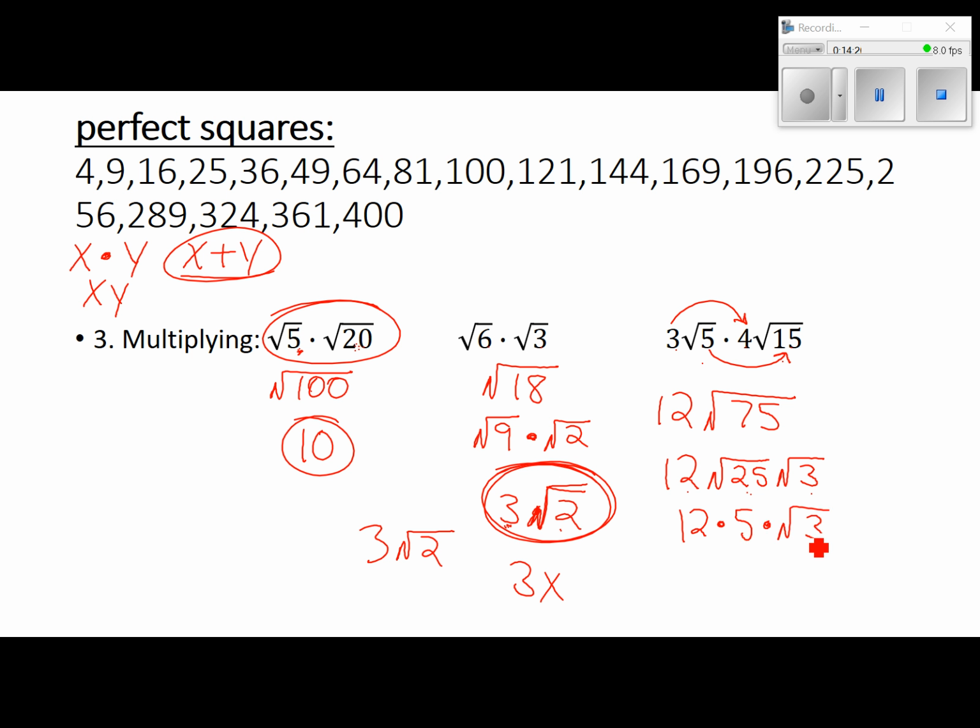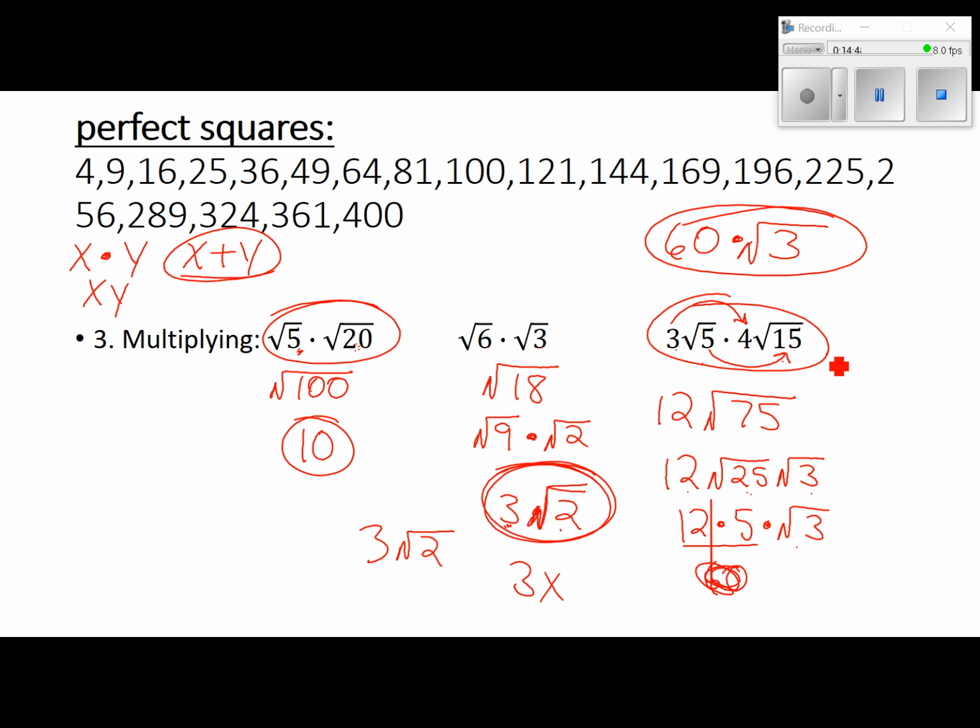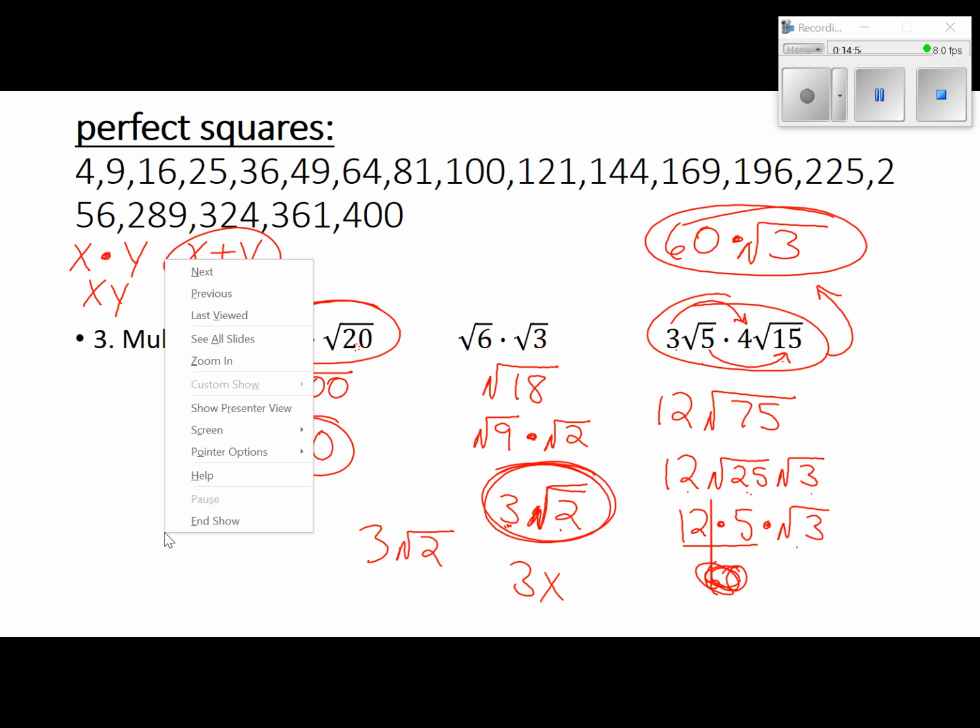Well, the square root of 25 is just 5, so this is 12 times 5 times the square root of 3. And these numbers that are outside here, we can go ahead and multiply them together. 12 times 5 is 60. And then we still have times the square root of 3. So 60 times the square root of 3 is our simplified answer. All of this simplifies down into just 60 times radical 3, or square root of 3.